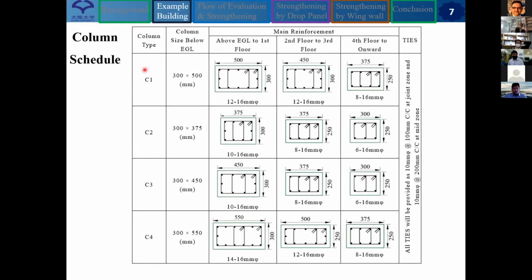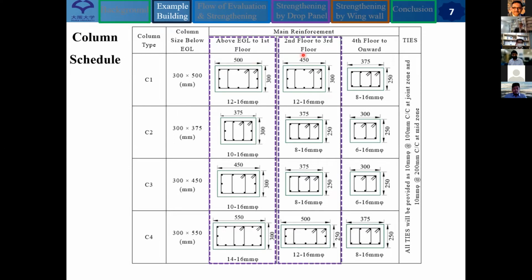A total of 4 different types of column schedules were used in this sample building. Here I am just showing the layout: the first floor has this type, second floor to third floor this type, and fourth floor onwards this type. Mainly they change the column dimension, the rebar diameter, and the rebar area.